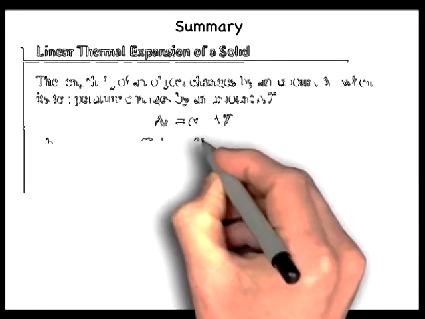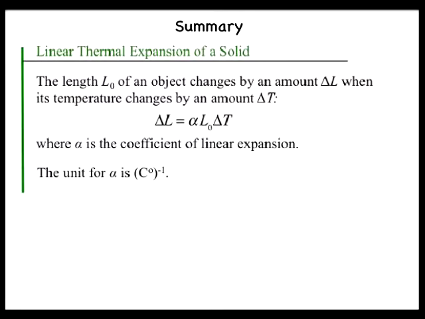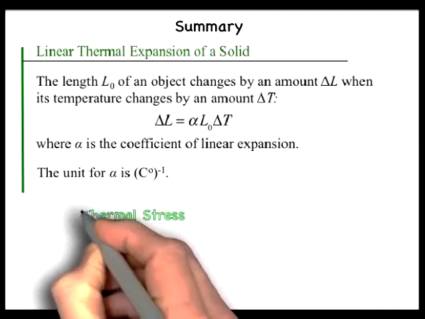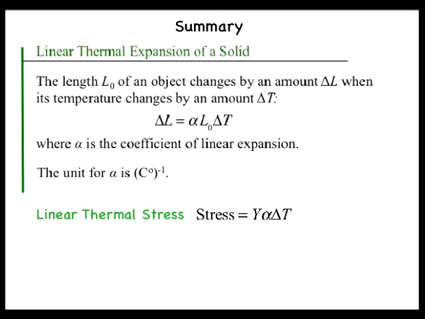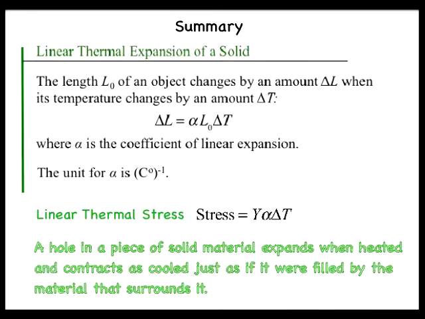In summary, the length L0 of an object changes by an amount delta L when its temperature changes by an amount delta T, as delta L equals alpha L0 delta T, where alpha is the coefficient of linear expansion. The unit for alpha is inverse Celsius degrees. Next, the linear thermal stress exerted by an expanding material on an object resisting its expansion is given by Y alpha delta T. Finally, a hole in a piece of solid material expands when heated and contracts when cooled, just as if it were filled with the material that surrounds it.